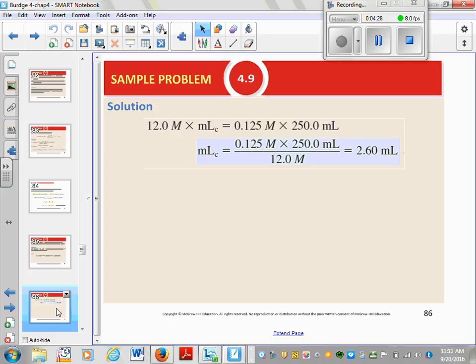Any questions on any of that? I mean, you can kind of think about it, if you have a concentration of 5 molar and you increase the volume by twice, the concentration then becomes 2.5. If you double the volume, you halve the concentration.